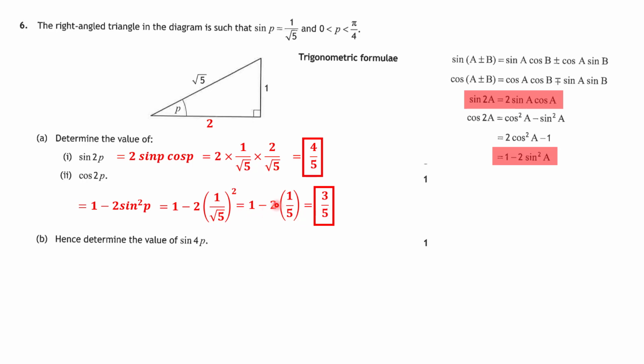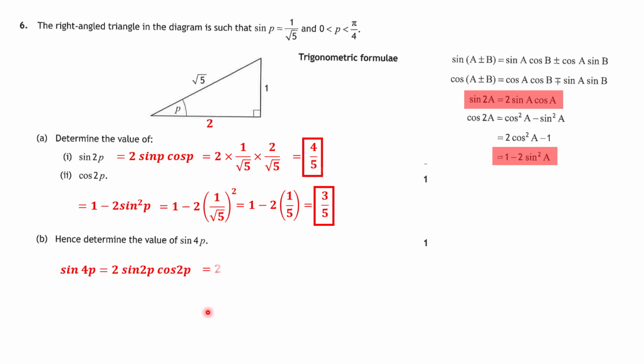So that's 1 take away 2/5, which is 5/5 take away 2/5, which is 3/5. Then it says, hence determine the value of sine 4p. So I'm going to use this formula. Sine 4p will be 2 times sine 2p times cosine p. It's the same formula here. And all we need to do now is put these two values into this formula.